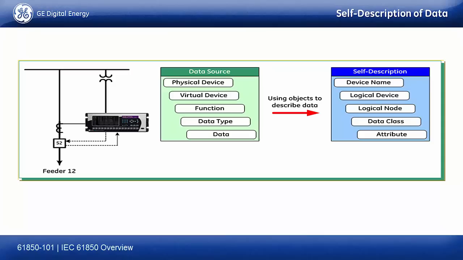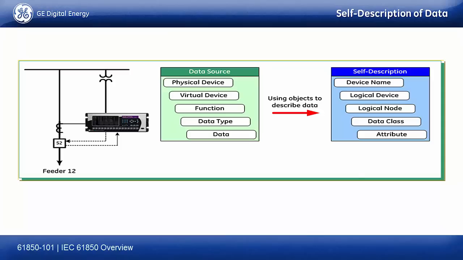Self-description of data says that if we know something about the device, we know which device it's coming from. It's some relay. And inside this device there may be different functions or different pieces, since we make relays that have multiple relays in one, so you can segment the device even more. Then, going farther, we look at what function we are doing, the type of data, and the data itself. If we know all this information, we know what this data is. And we can do this.